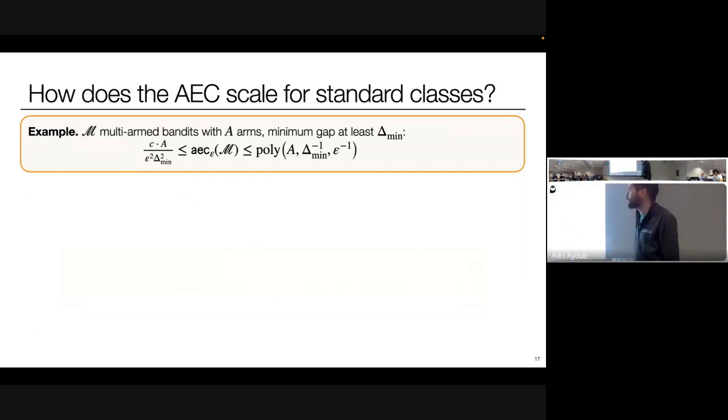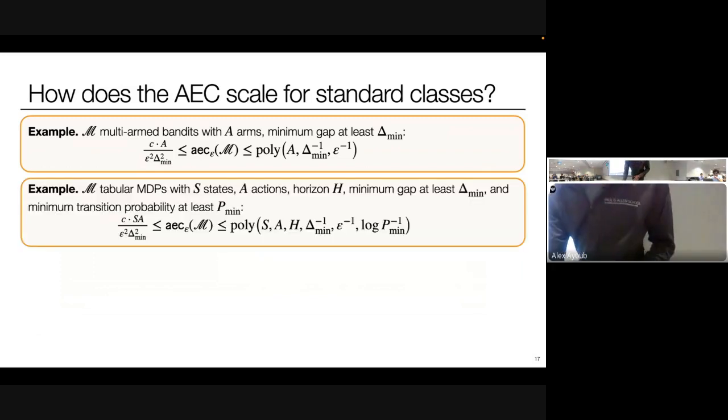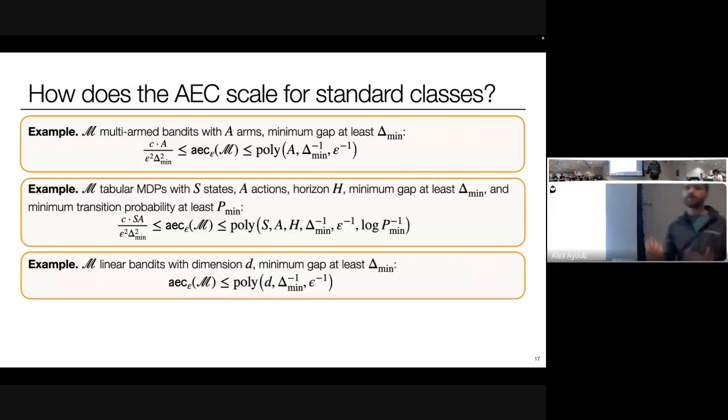But just to give you some sense, I argued the AEC seems in some sense fundamental. So what does it scale like? The gist of this slide, I don't even need to go through all these examples precisely, is that for the standard classes of problems, like multi-armed bandits, tabular RL, linear bandits, etc., you can upper and lower bound the AEC by standard notions of dimension. In tabular RL, you can upper bound it by state, action, horizon, min gap, stuff like that. You can also lower bound it by state, action, min gap. Same thing with linear bandits.